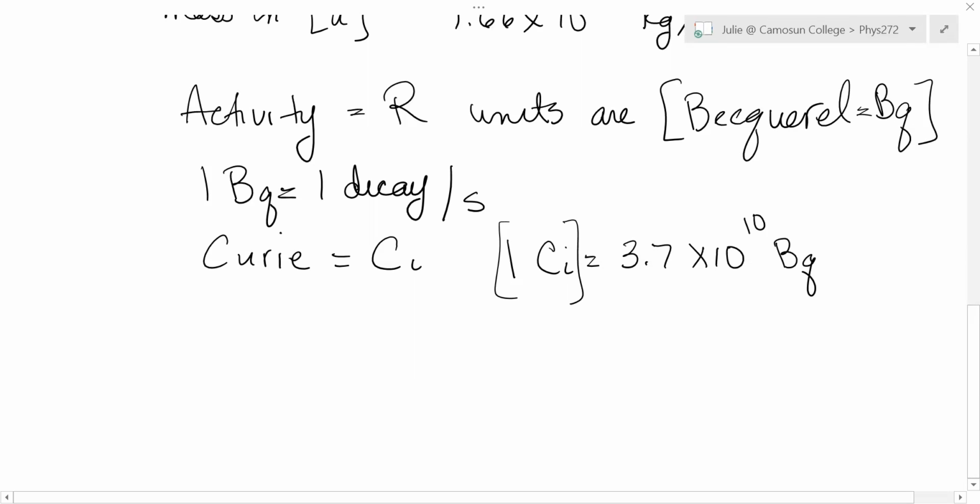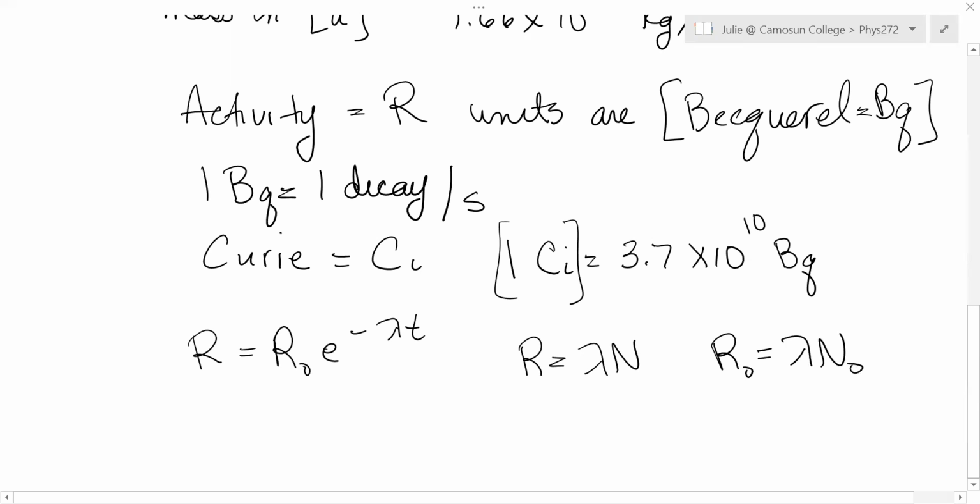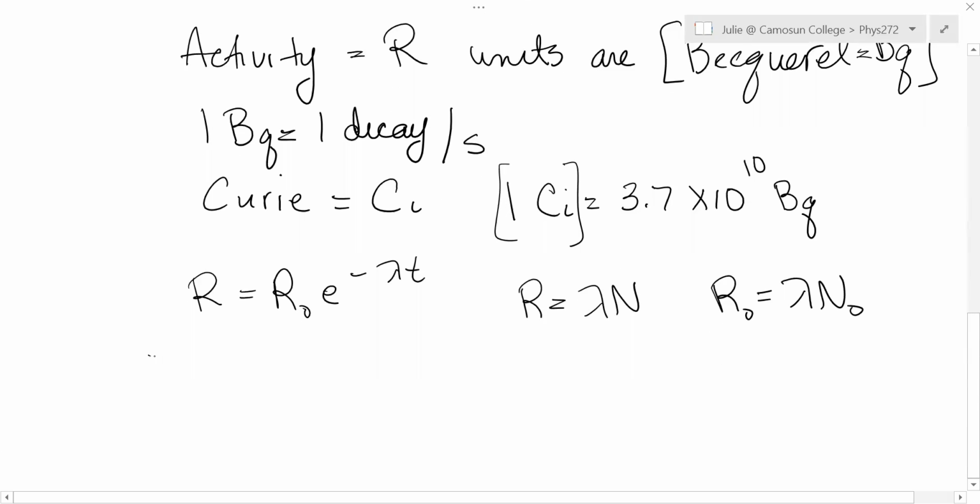Okay, so some other handy things that you're going to need. Remember, I did this on the formula sheet. We'll do it again here. The activity is equal to the initial activity times e to the minus lambda t. The activity is also equal to lambda N at any given time. And so R0 is lambda N0. And remember, lambda is the decay constant.